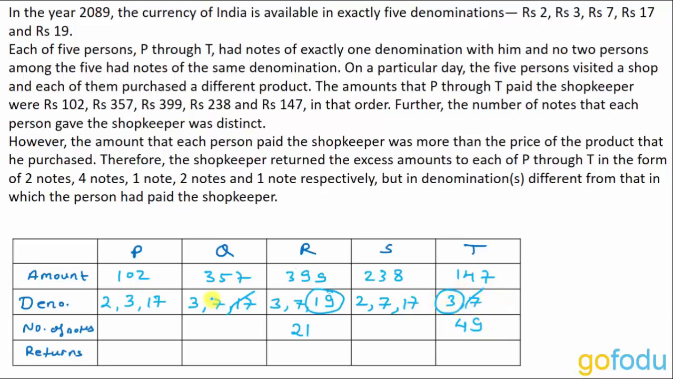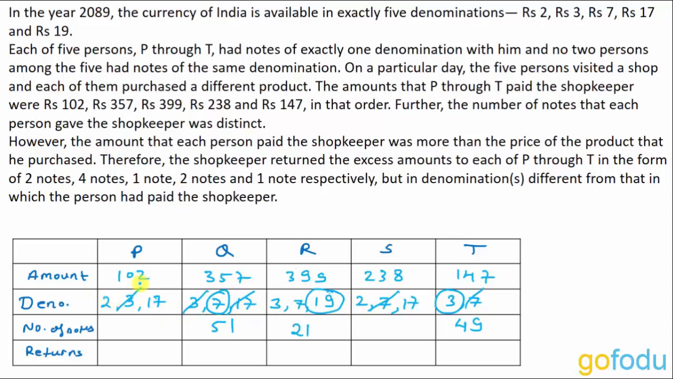Now if 3 is gone, so 3 will not come here and 3 will also not come here. Now only 7 is remaining for Q. So Q must have paid 51 notes of the denomination 7 to the shopkeeper. So 51 comes here. Now if 7 is here, 7 cannot come here, right?